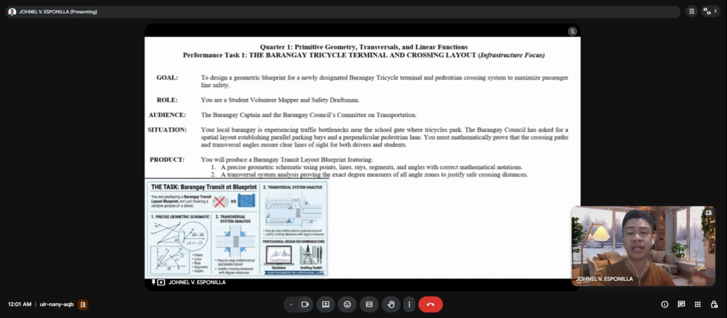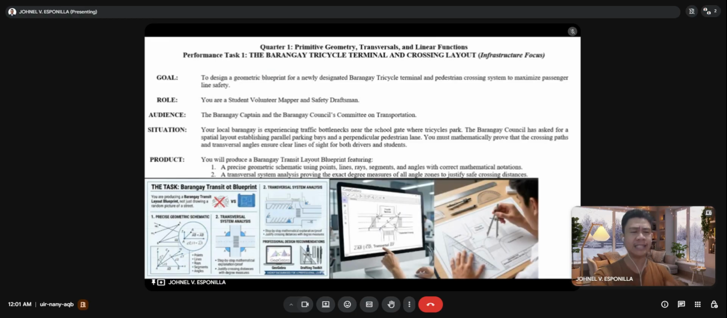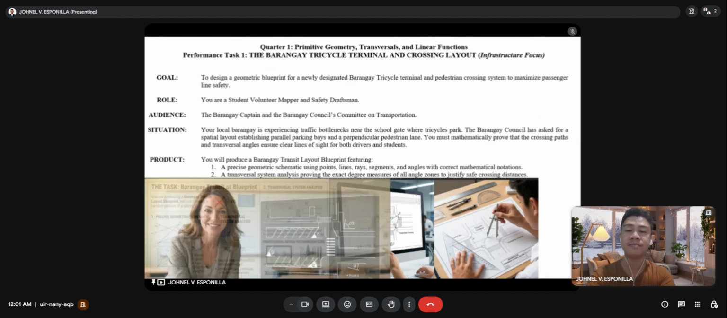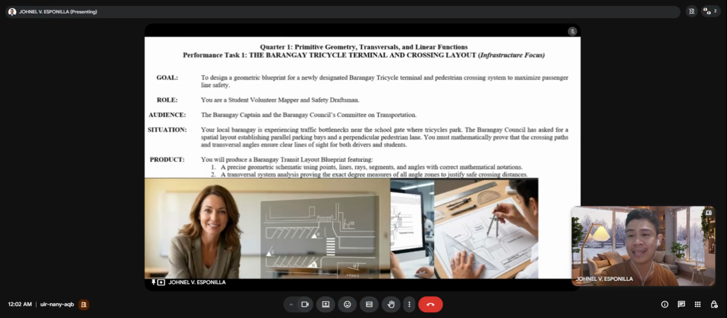To make sure your design looks highly professional, I highly encourage you to use geometric software like GeoGebra or a precise physical drafting toolkit. Remember, the Barangay Council needs to be able to read it clearly. Let's talk about how to approach the map without me doing the project for you. I want you to visualize how a road system works through the lens of geometry.